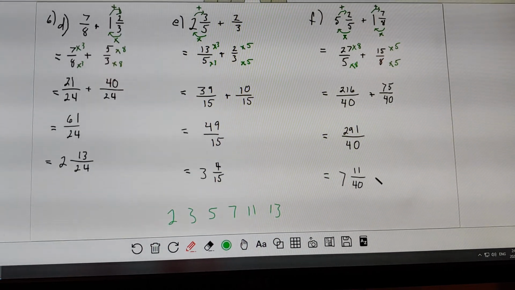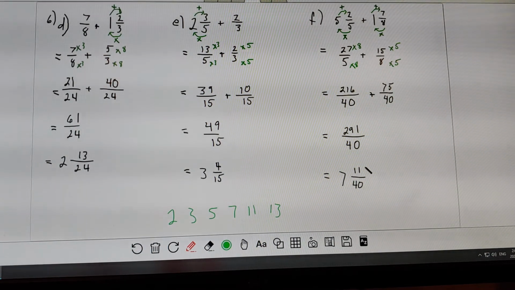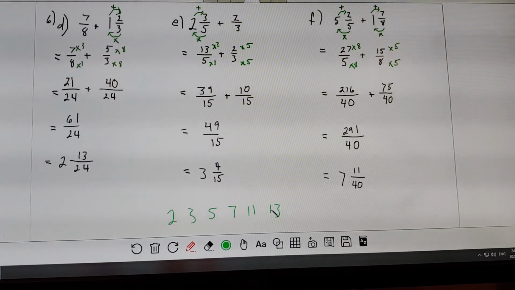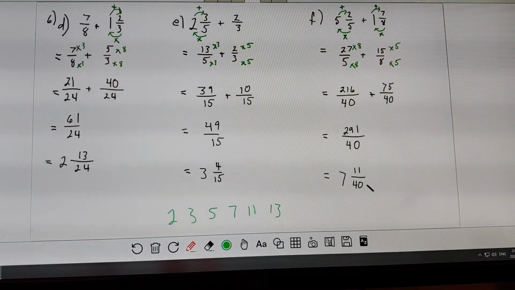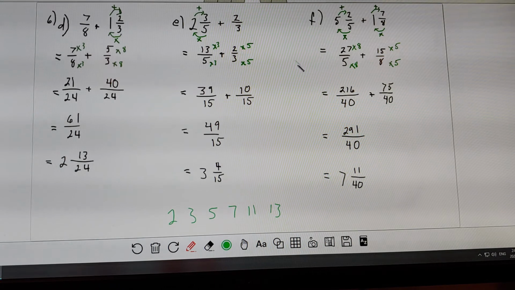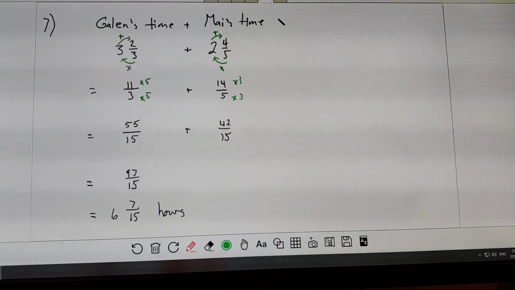And then again, you always check, is it lowest terms? Well, hey, look at that. They gave us another prime number as a numerator. So the only way I'm going to get this to go lower is if 40 is divisible by 11 for a whole number answer, and it's not. So we don't have to reduce.